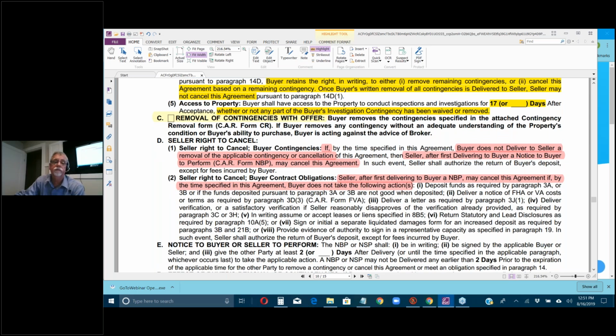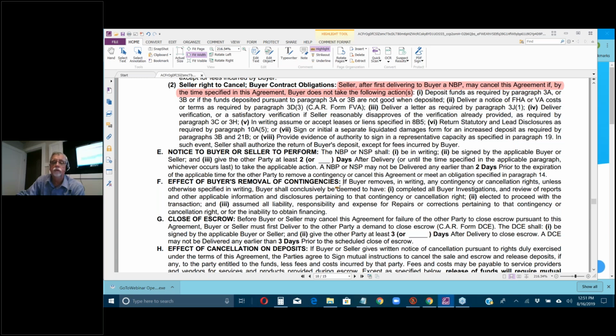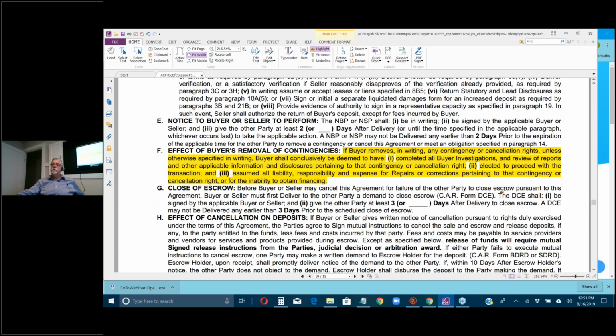You might have to give the seller a notice to perform. The sellers in this transaction have not signed off until today, right? We can't get the loan docs because the seller hasn't signed off. There's sometimes when the seller needs to do something, but that's rare. Effect of buyer's removal of contingencies. If the buyer removes the contingencies, the buyer has assumed all responsibility for those items, right? Close of escrow. There's a demand to close escrow form, and I'm going to go through that when we get to the contingencies. The whole idea of counteroffers and contingencies is its own special class.